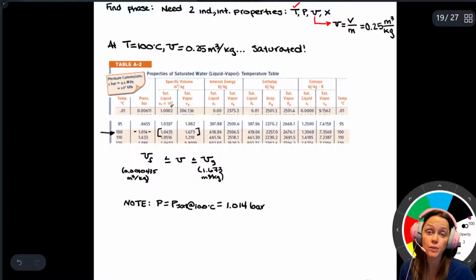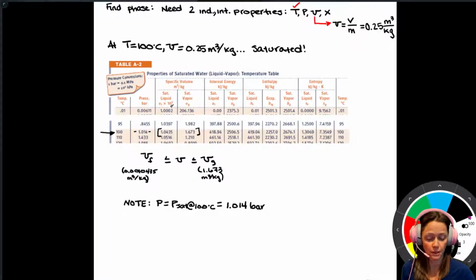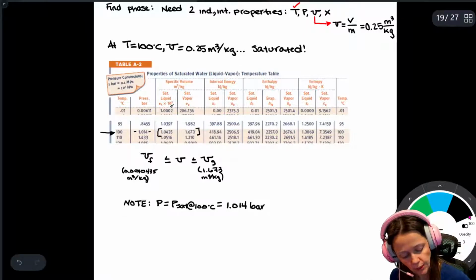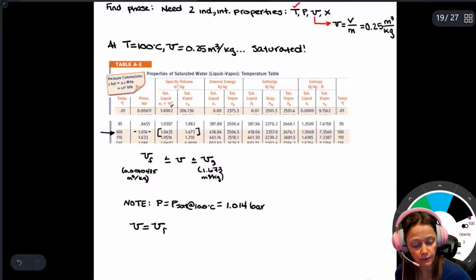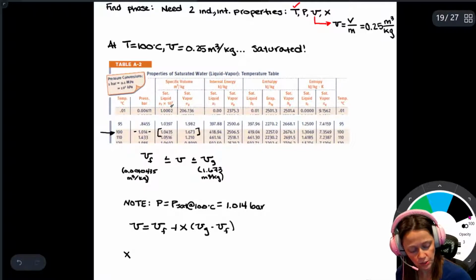And so I'm going to use that kind of weighted average formula for specific volume as a function of quality and V sub F and V sub G. So I know, and I can pull this off at the top of my equation sheet, it's V equals V sub F plus my quality times the V sub G minus V sub F. So I'll just rearrange this to get quality. So it's V minus V sub F over V sub G minus V sub F, which is V sub FG.